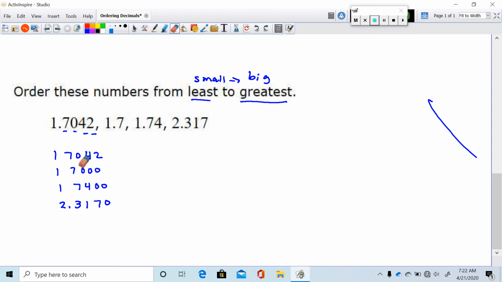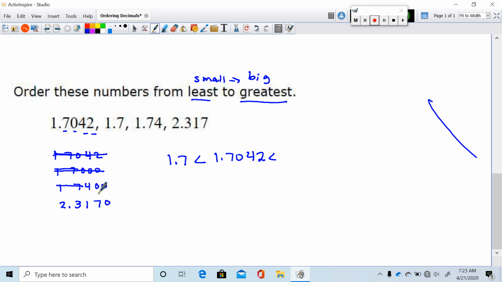So obviously the smaller ones are going to be the ones that start with the number 1. So I'm going to just take out the 17s because they all start with 17. Okay, so out of those, I've got 42, 0, or 400. Well, the 0 is the smallest, so that means the second number on the list comes first, 1.7. And then 42 or 400, the 42 is smaller, so that's the first number on the list.